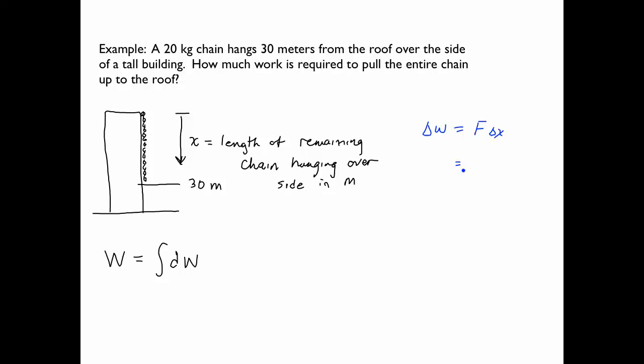Okay, so what is the force of x meters of chain hanging over the side of the building? What's another way to describe the force associated with x meters of chain hanging down? It's its weight, right? So to hold it there is exerting the same force as gravity is exerting on the chain, which is its weight. So what is the weight? It's the force, and we're in metric units. So to get the force, we're going to do m times g.